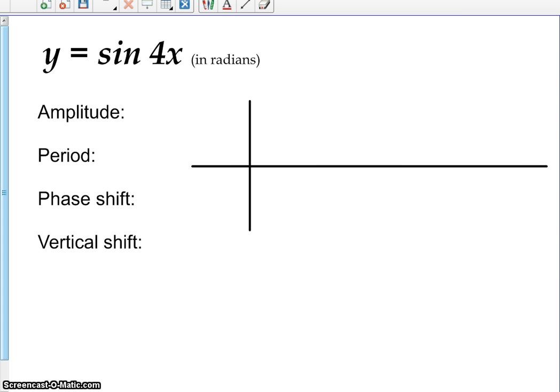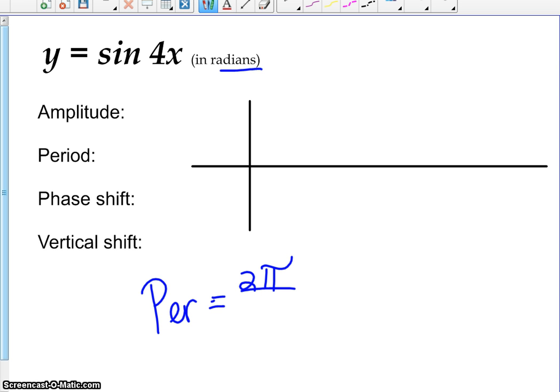Okay, now for this one, we're in radians. So the big deal here is we changed it from degrees to radians. So now my period is not going to equal 360 degrees, but 2 pi radians divided by 4. 2 pi radians divided by 4 is pi over 2 radians when I reduce it.